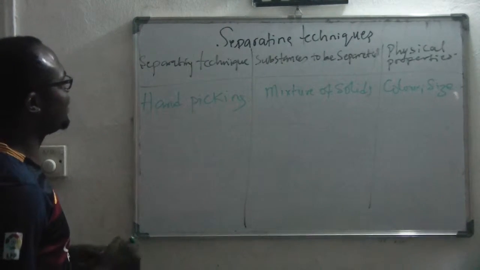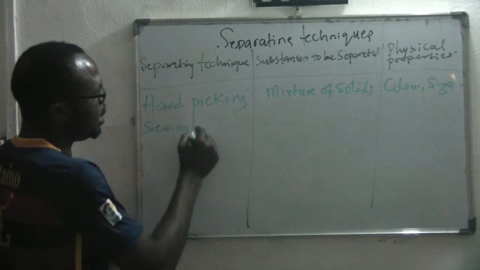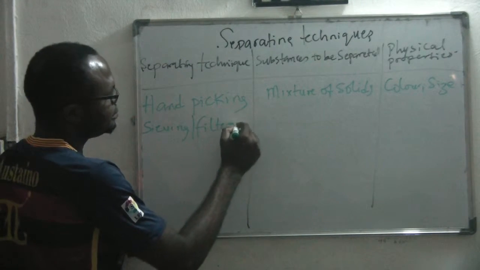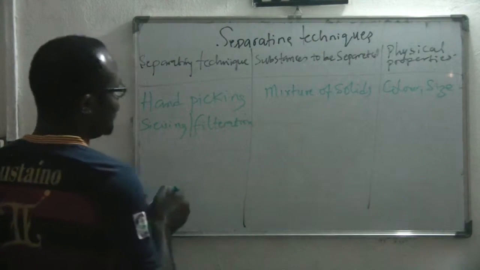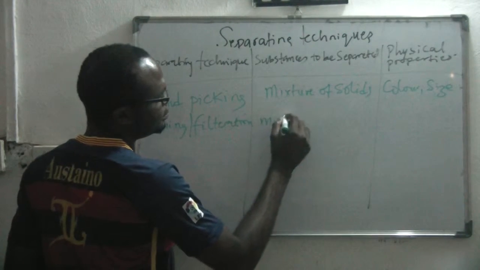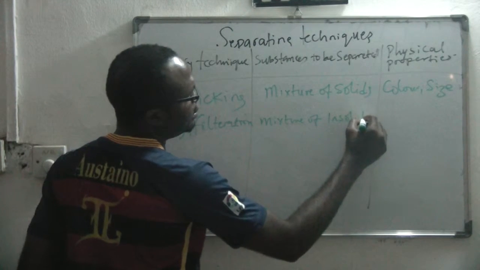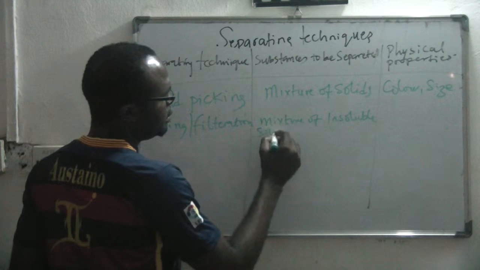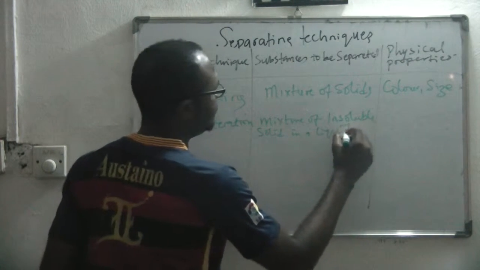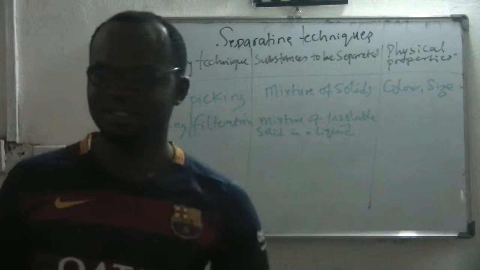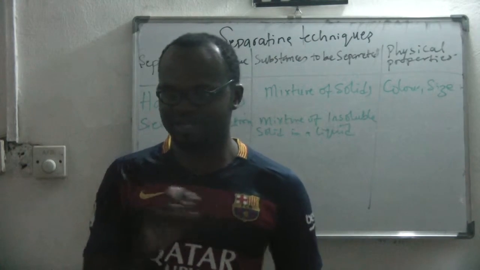What is another example of a separation technique? Sieving, stroke filtration. Filtration, when you have something like sand and water, is it not? Yes. So what kind of mixture do we use filtration to separate? Mixture of insoluble solid in a liquid, isn't it? So you use filtration, because sand is not soluble in water, right? Yes. So you can use filtration.